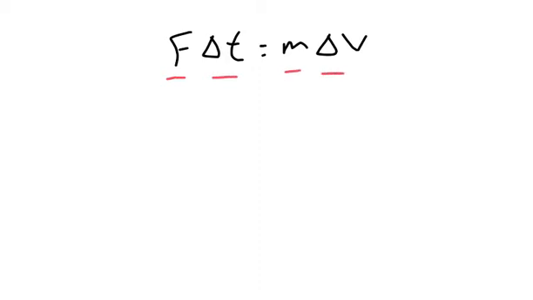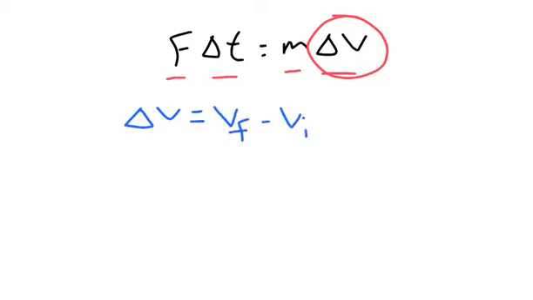Impulse momentum problems involve force over a certain time period, which is going to change the velocity of some mass. These are the FATMAV problems. The problems are going to give you one of these four things: either the force, the change in time, the mass, or the change in velocity. The tricky part is the change in velocity. We have delta V is VF final minus initial.